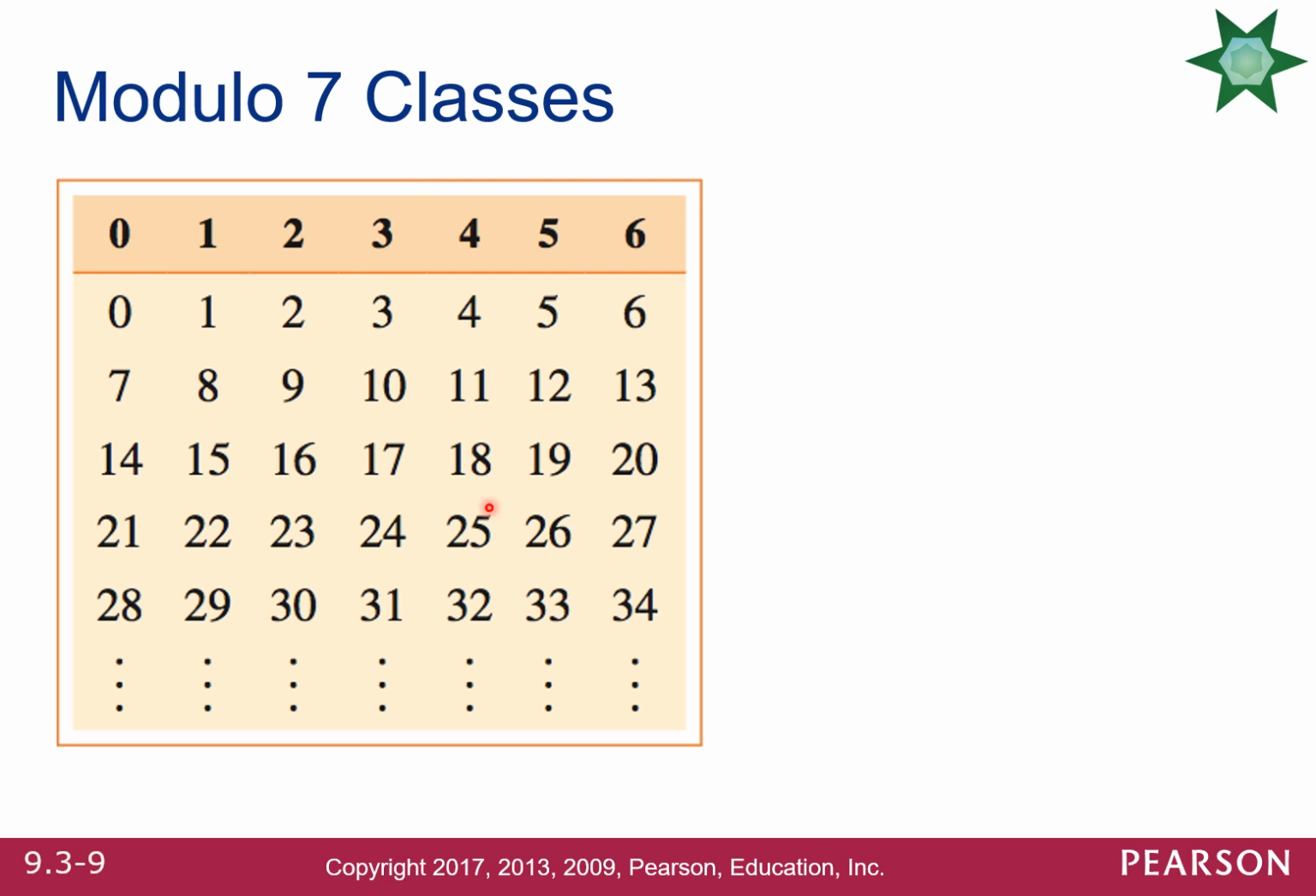What we see here is a modulo 7 class. It is a table where the top row represents all the possible remainders when you divide any value by 7. Keep in mind that whenever you do a division, the remainders will range from 0 to 1 less than whatever value you are dividing by. So when we are dividing by 7, the range of remainders would be from 0 through 1 less than 7, which in this case is 6.